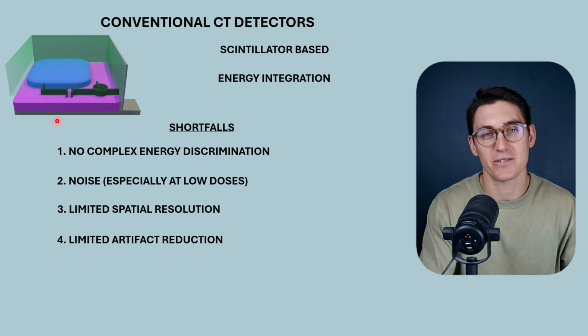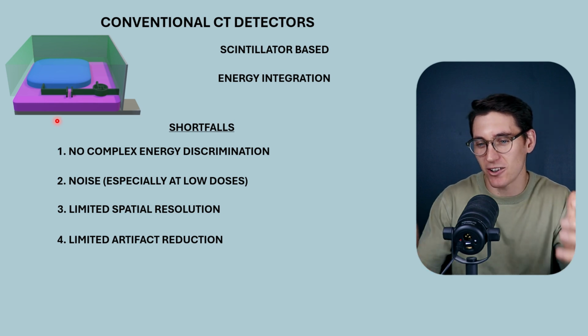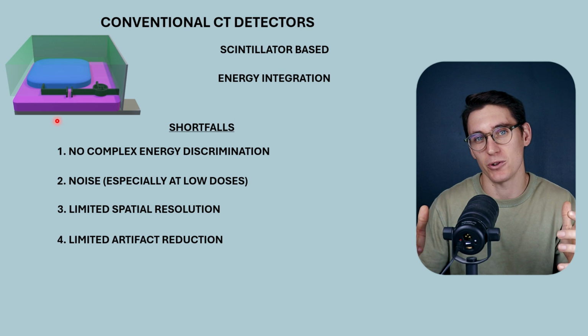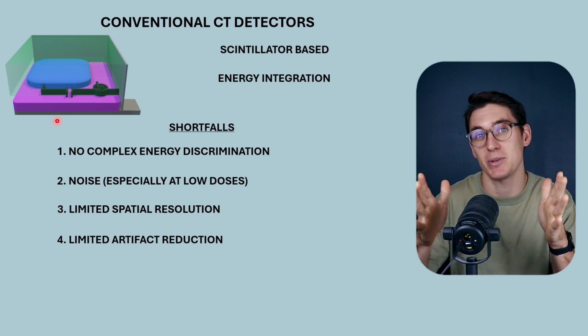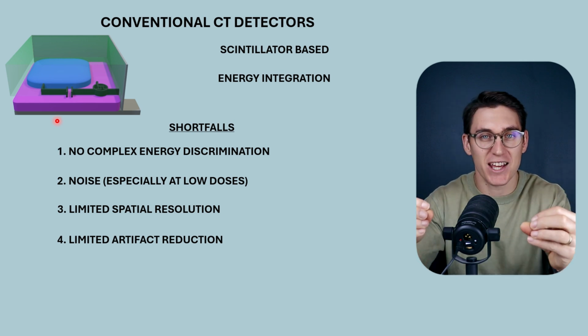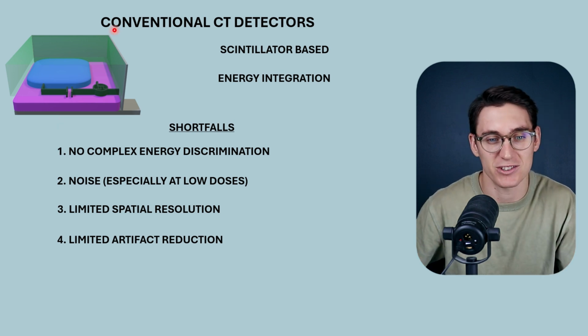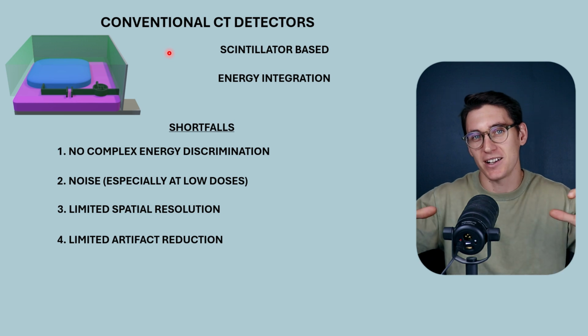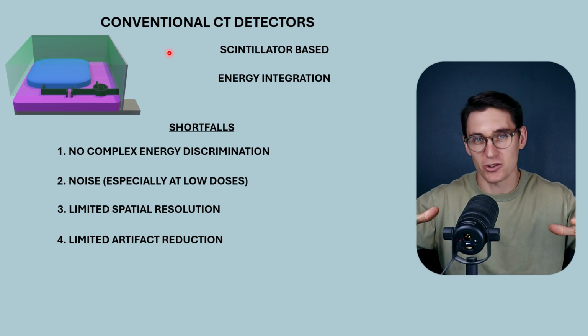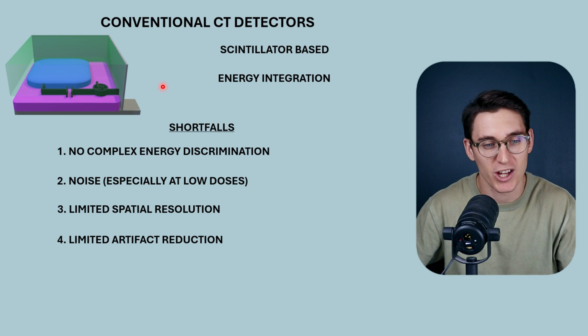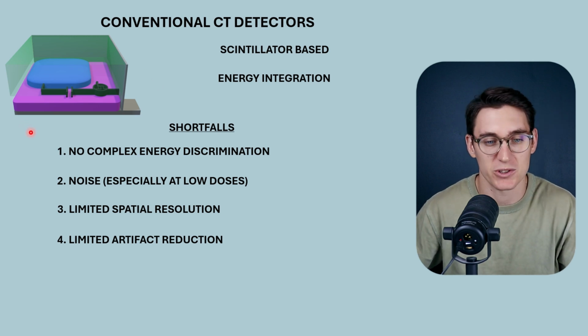We have limited artifact reduction. Again, we can't really tell what energy of photons are coming through. So an artifact such as beam hardening, where the beam's average energy gets much higher, we aren't able to accurately detect that in conventional CT detectors. And we need to provide post-processing algorithms to, say, reduce the cupping artifact. We can't address the problem directly at the source.